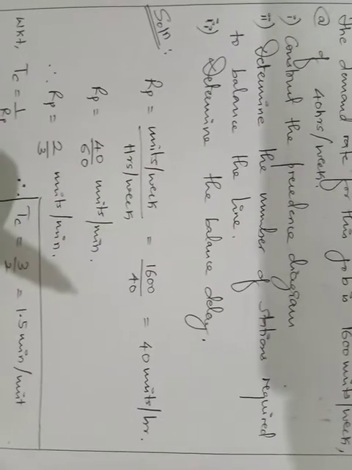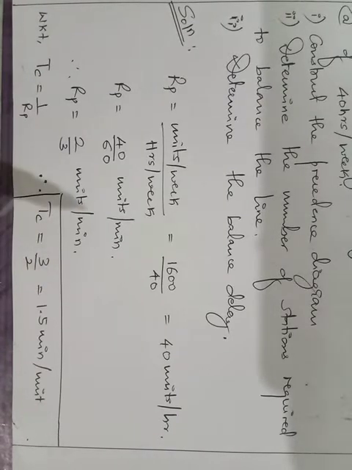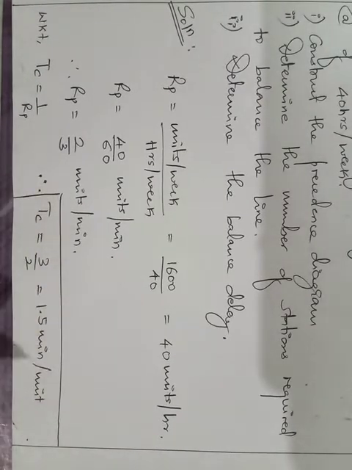Now, as we have studied in module 1 as well as in module 2, cycle time is the reciprocal of production rate. Right? TC is 1 by RP. RP was 2 by 3, so TC becomes 3 by 2, which is nothing but 1.5 minutes per unit. So what it means is, to complete one unit or one product, we require a cycle time of 1.5 minutes. That is the meaning of cycle time.